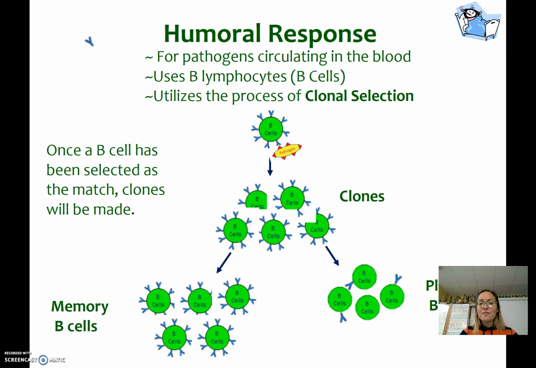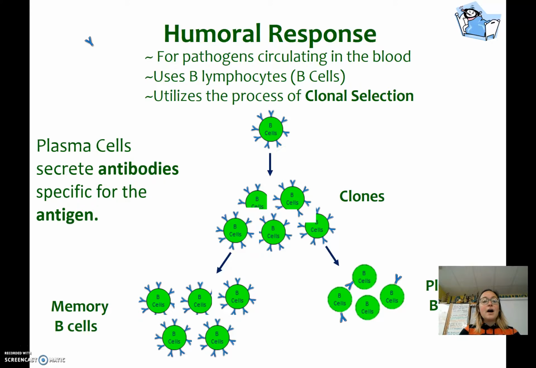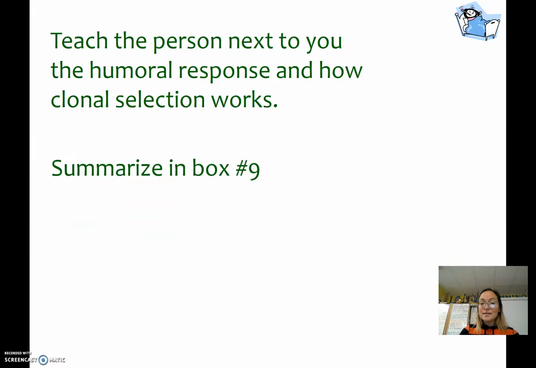Now here I only have a few, but in reality they're releasing thousands and thousands per second for their whole life, these plasma B cells. So enormous amounts of antibodies are being released into the bloodstream. So plasma cells will secrete antibodies that are specific for a particular antigen. Okay, so let's go ahead and summarize so far the humoral response and clonal selection in box 9.